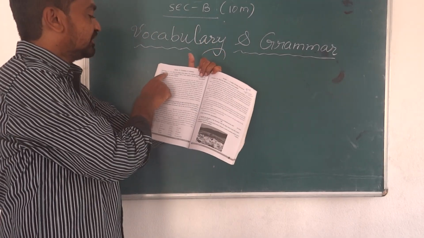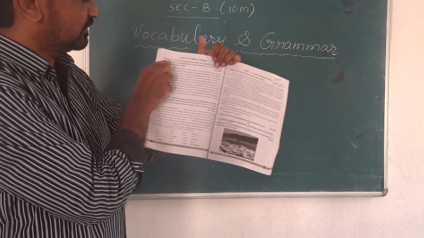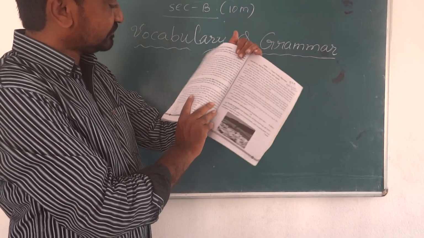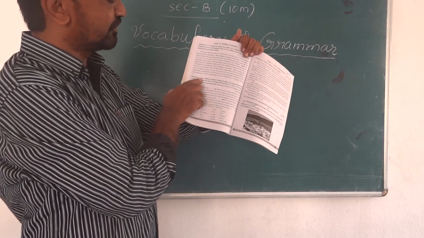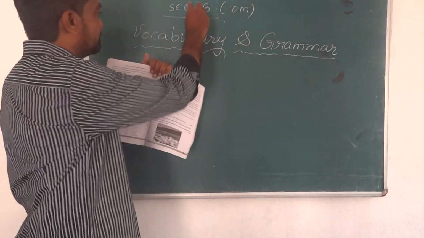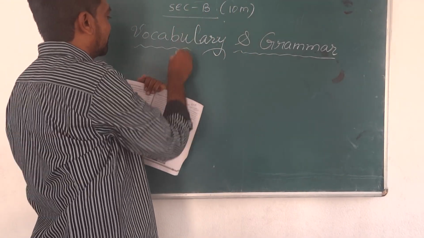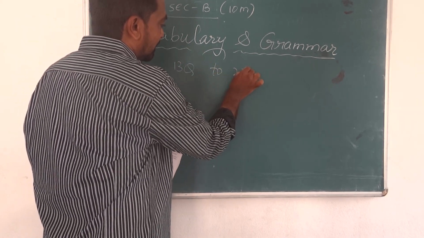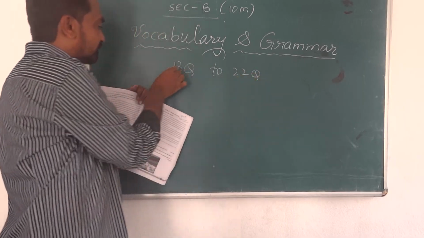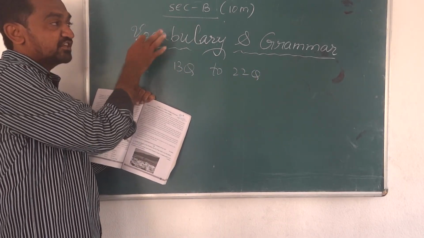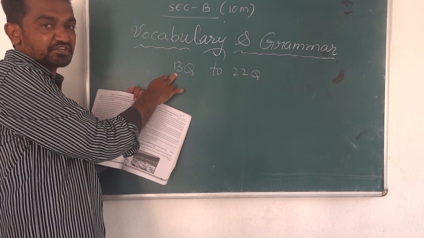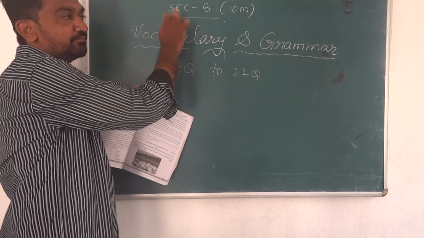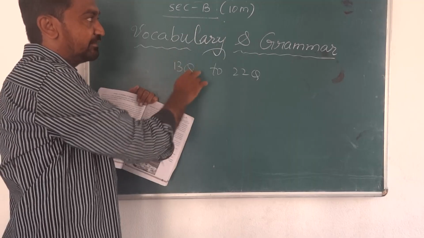Here you see question number 13 to 17. Have you noticed this? Here question number 13 to 17, and also here you can see question number 18 to 22. Section B starts at question number 13 and ends at question number 22. Question number 12 is already completed in Section A. Question numbers 13 to 22 are completely Section B. This is called vocabulary and grammar, and carries 10 marks.